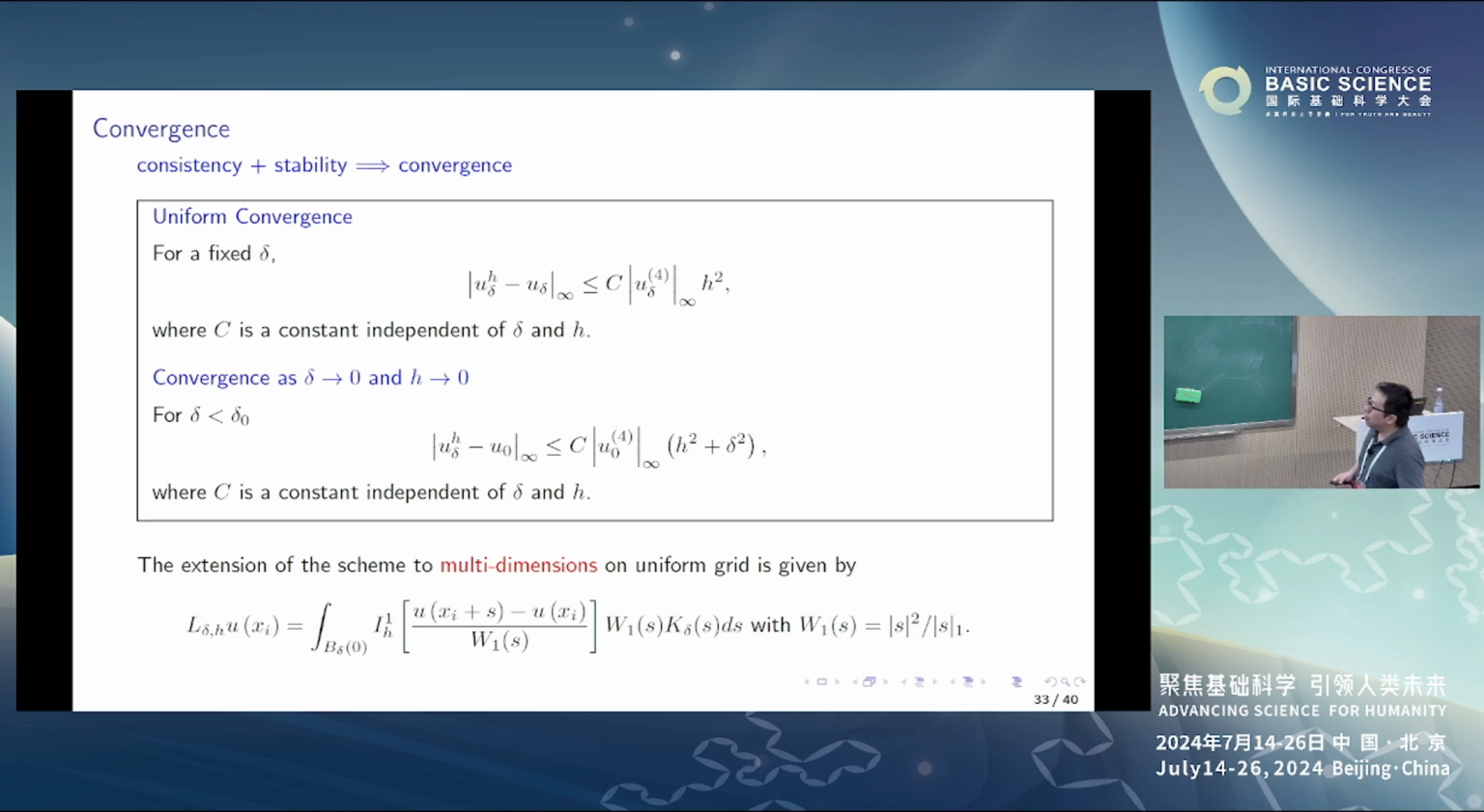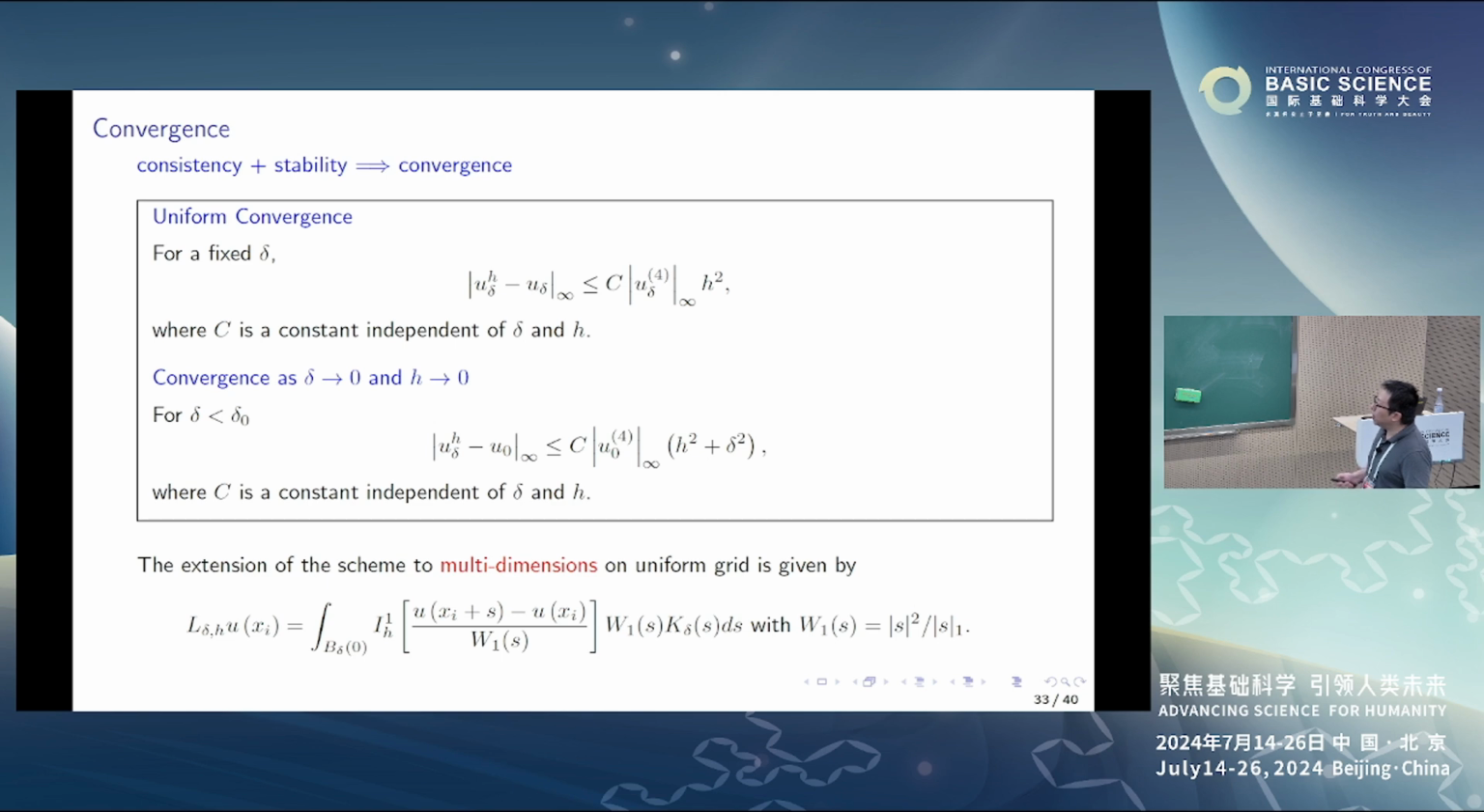Right? That's important. Now besides that, if delta and H go to 0 together, then the distance between your numerical solution and the local solution in infinity norm is bounded by H squared plus delta squared. And the leading constant is independent of delta and H. So when delta and H go to 0 together, your numerical solution converges to the local solution. And this convergence is independent of the relation between H and delta, because in the error estimate, you split these two parameters. Okay, they are independent of each other. And this argument could be extended to the multi-dimensional case on uniform grid.